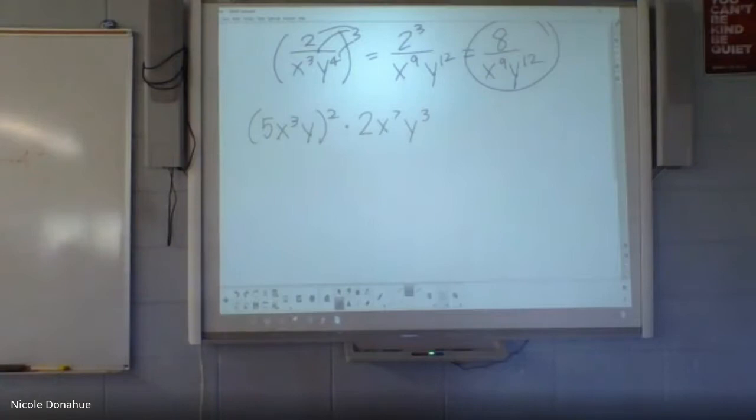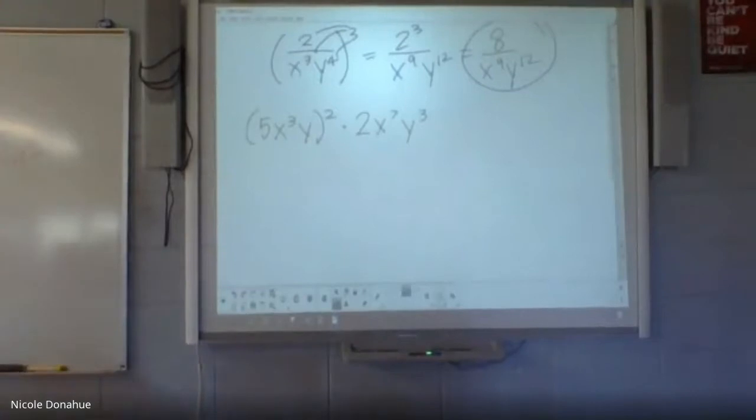The y is not right. The first y never had an exponent there. You see that? Yeah, you're good. Only thing is, this is 25, then you multiply by 2. No, that's actually right. Good work. That's right.